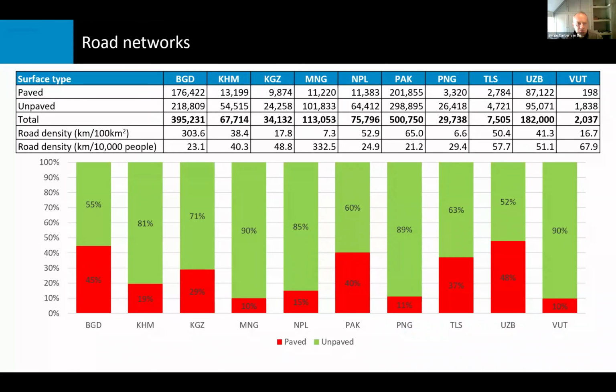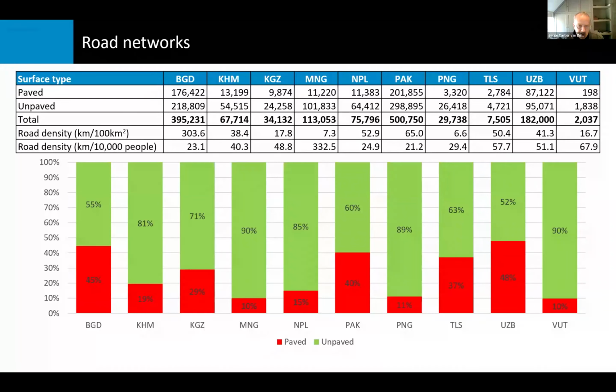This also becomes visible once we look at road density. Of course, you can look at road density as the number of kilometers per area of land, or you can look at the road density in number of kilometers per 10,000 people, and that makes a big difference. For instance, Bangladesh has a lot of roads given its land area, but if we look at the number of people, then it goes down to only 23 kilometers per 10,000 people, which is on the low side. Whereas Mongolia is the opposite. It has very few roads for its land size, but a lot of roads for its population size.